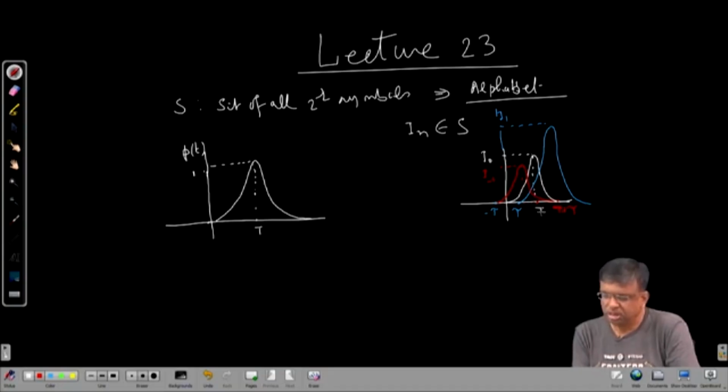The next pulse, its peak will be shifted by tau, because it was triggered tau nanoseconds later. The pulse to the left was triggered at minus tau time. So obviously, its peak will not be at capital T, but at T minus tau. So I will be sampling at T minus tau, T plus tau, T plus 2 tau, like that, and I would expect to get I minus 1, I0, I1, I2, I3 and so on.